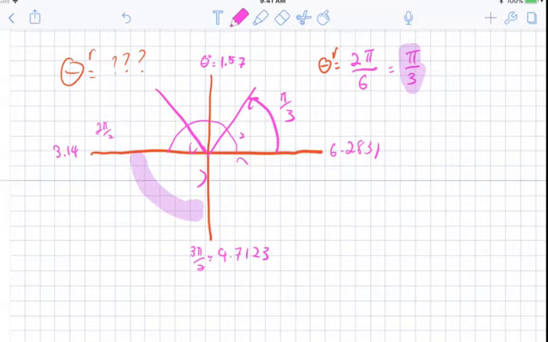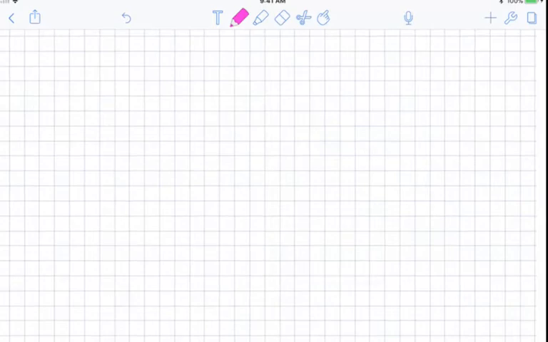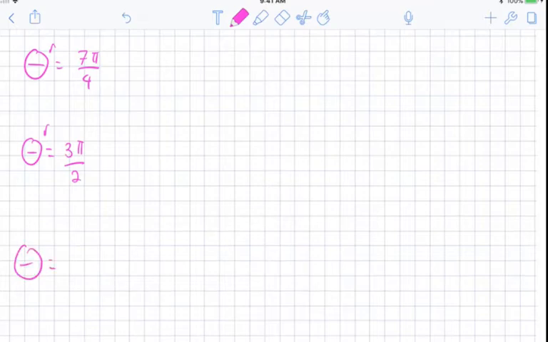So why don't you try the following? 7 pi over 4, 3 pi over 2, and theta is equal to 6 pi over 12. Try sketching these 3 angles, and then you can go.